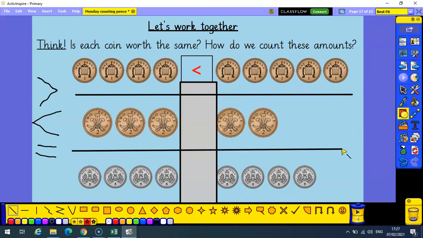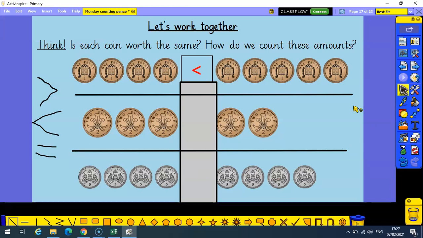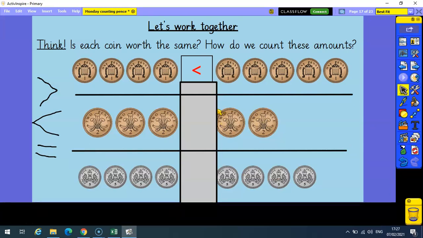Looking at the next row here, we have 2 pence coins. Point to the side that has the most 2 pence coins. Yes, I can see it's here. There's 3 here and there's only 2 here. So on this side I've got 2, 4, 6 pence. On this side I've got 2, 4 pence. So 6 pence is greater than 4 pence.